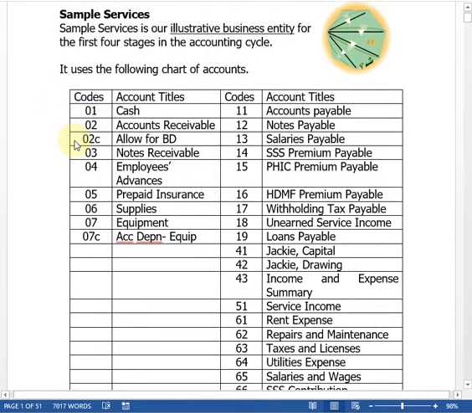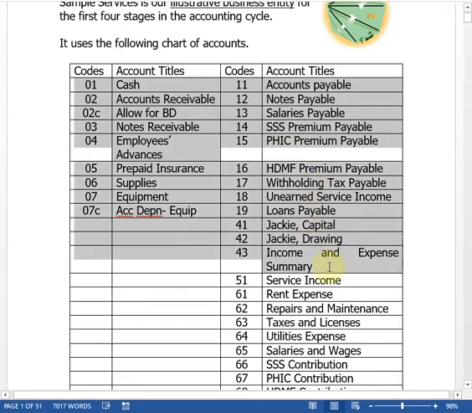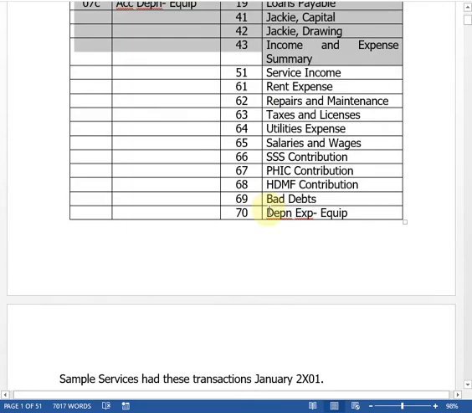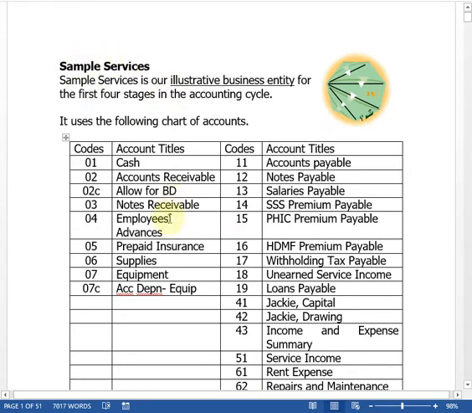As you can see from here, the chart of accounts, of course, has the account codes and the account titles, everything from cash up to the expense item. We have the depreciation expense with a code of 70. This will be the guiding chart as to what account titles will be used, because remember, when it comes to the accounts to use, the company has to refer to the chart of accounts.